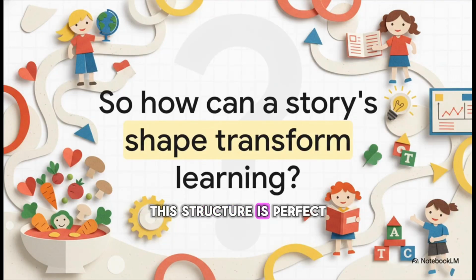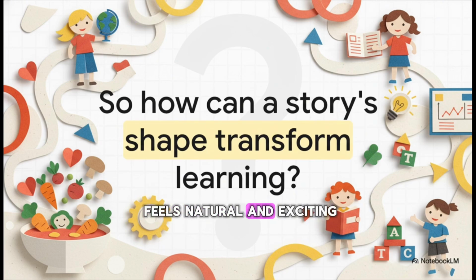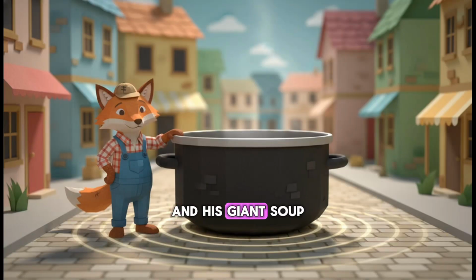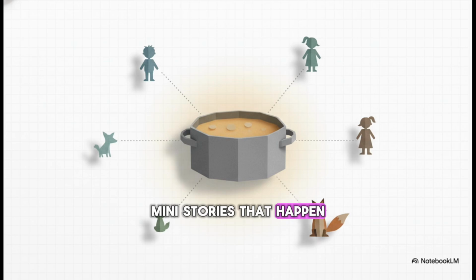This structure is perfect for building community and teaching new vocabulary in a way that feels natural and exciting for children. So, what exactly is a petal structure? Imagine a flower. In the center, you have the core of the story. In our case, the core is Mr. Hill and his giant soup pot in the middle of the street. The petals are the individual mini stories that happen around that pot.